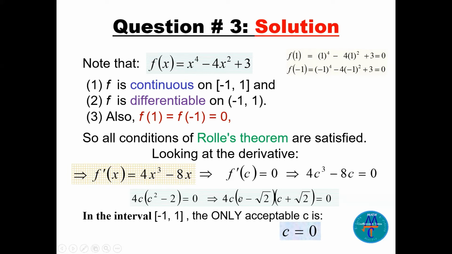So we have three values for c. But we have to check the given interval, minus 1 to 1. The only acceptable c is c equals 0, because square root of 2 and minus square root of 2 are outside the interval.